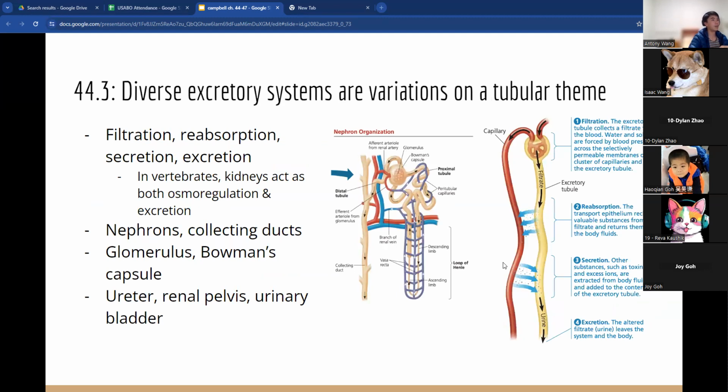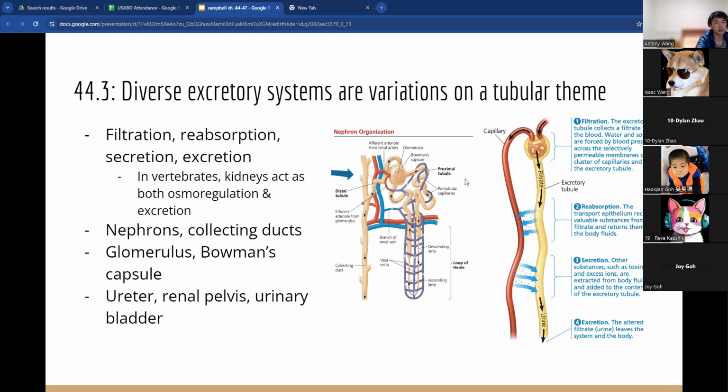Okay. Now let's talk about the filtration units of kidneys, or excretory organs. How do these excretory organs do their jobs? So let's just dissect this one part at a time.